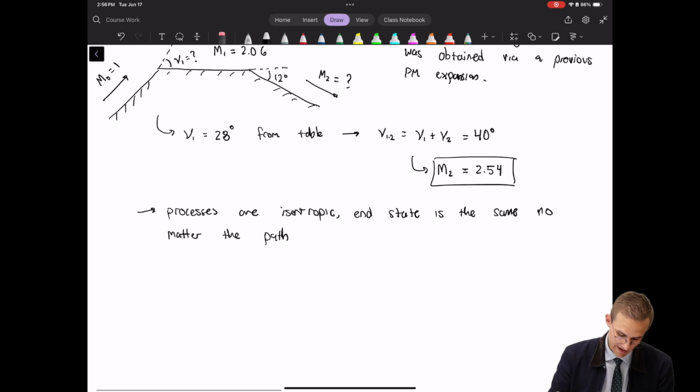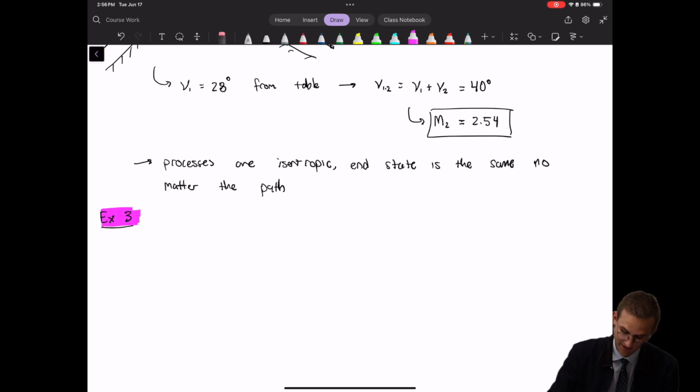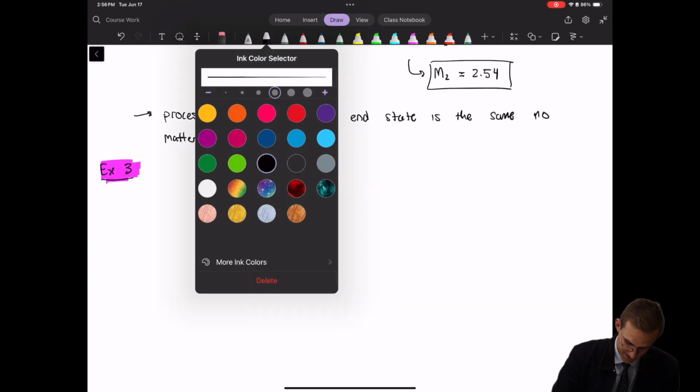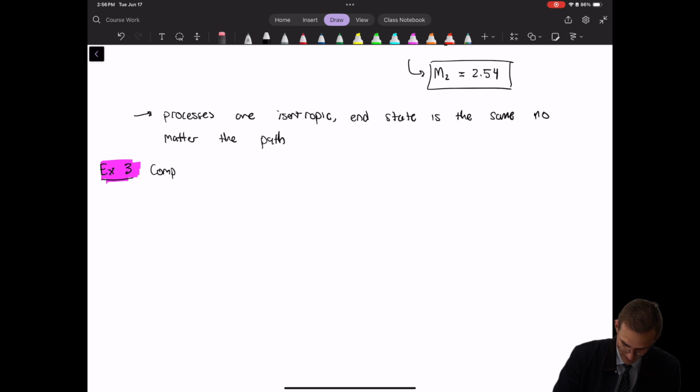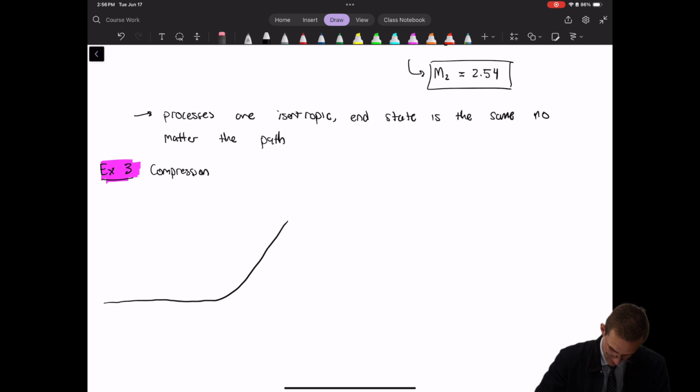Okay, so now let's do an example with a compression. So you've seen the full gamut of the Prandtl-Meyer type of problems you'll probably see. Example 3 is a compression, and that'll be the last thing that we talk about in today's lecture. So we have a gradual change in direction. Let's draw that a little bit more nicely. Like I said, we have this set of compressions that coalesce into a shock.